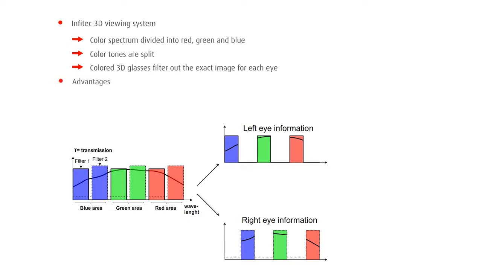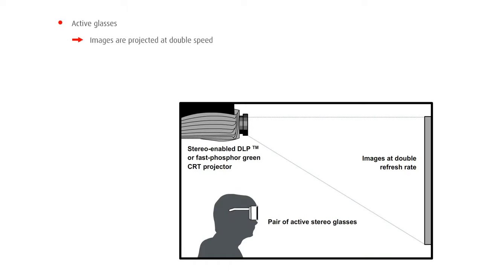The advantages of the Infitech system are that the images are clear, bright, and absolutely flicker-free. The Infitech glasses are passive 3D glasses, so they're cheaper than active glasses and only slightly more expensive than polarizer glasses. With active 3D, the images are projected at double speed.